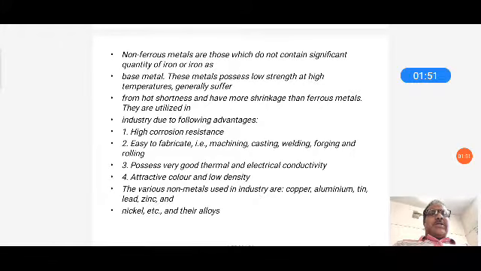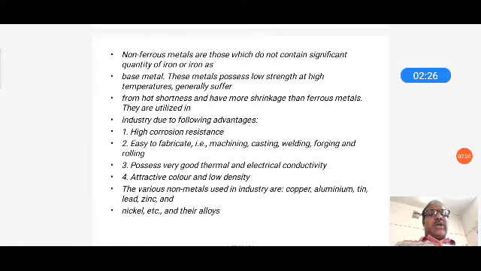These non-ferrous metals are those that do not contain a significant quantity of iron, or iron as the base metal. These metals possess low strength at high temperature, generally suffer from hot shortness, and have more shrinkage than ferrous metals. They are utilized in industry due to the following advantages. These are the specific advantages of non-ferrous metals.